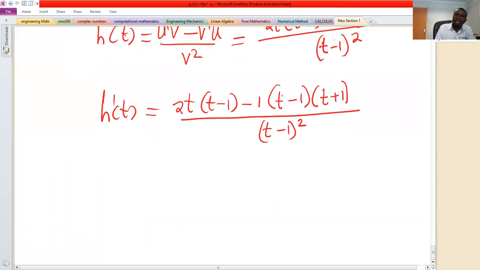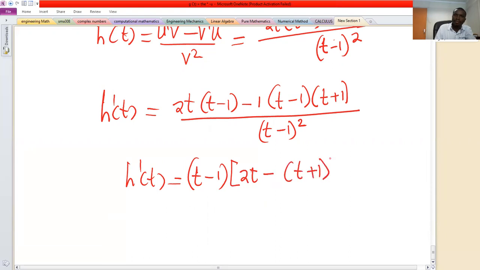Then this term and this term, t minus 1 is common. So you'd say h prime of t is equal to t minus 1 into 2t minus t plus 1, divided by t minus 1 squared. Now squared is the same as t minus 1 times t minus 1.